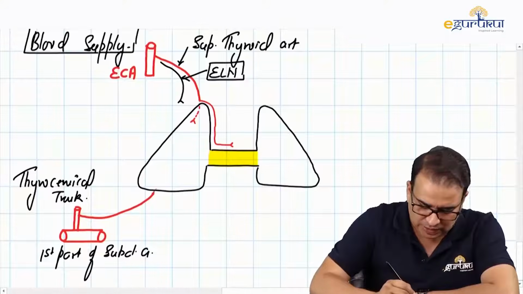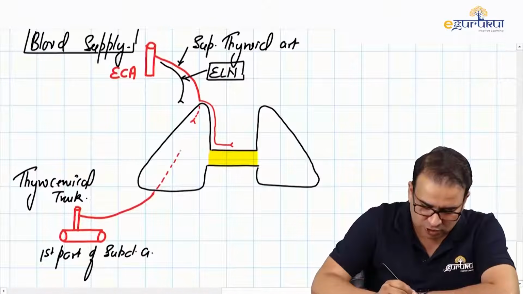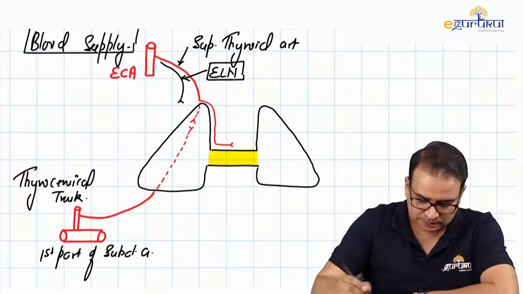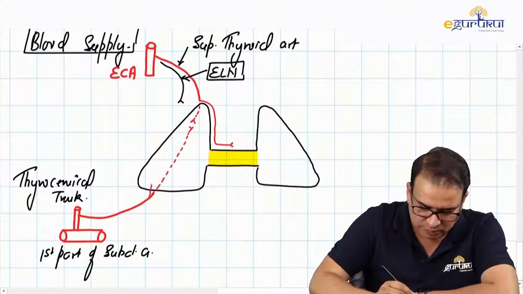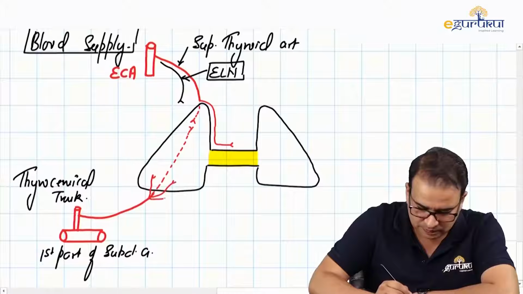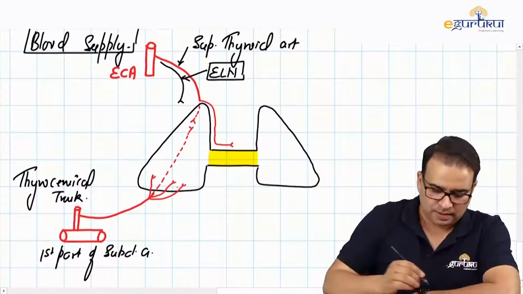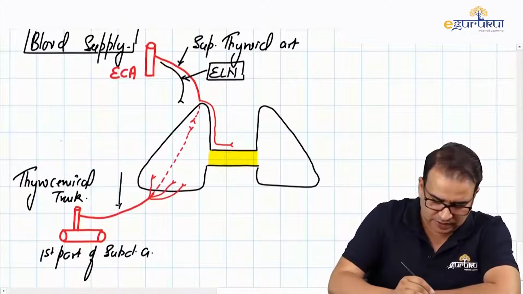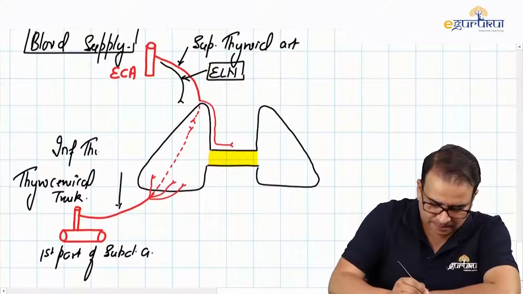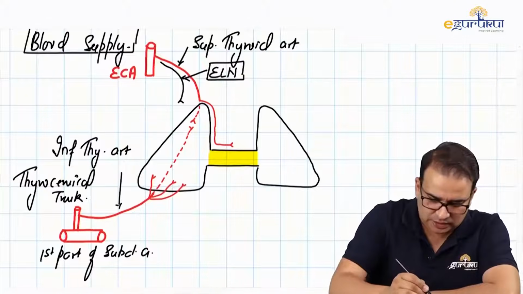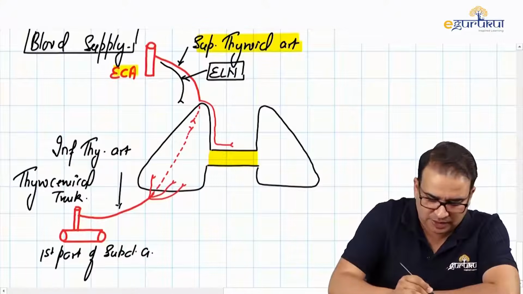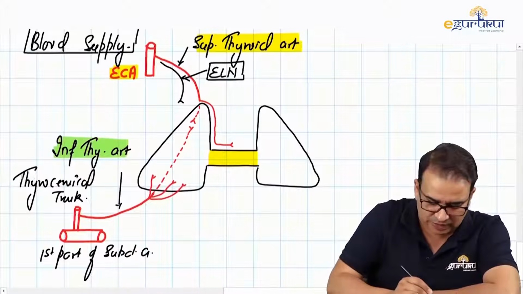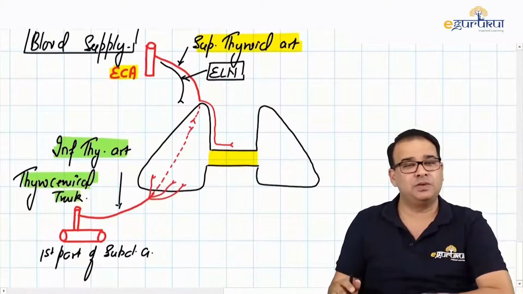One major branch of this will keep running on the posterior border for the majority of the area and anastomose with the posterior branch of the superior thyroid. It also gives off numerous small branches. So this artery here is what? This is the inferior thyroid artery. So guys, the superior thyroid artery is a branch coming from the external carotid, the first branch of the external carotid. Whereas the inferior thyroid artery is a branch coming from the thyrocervical trunk, which in turn comes from the first part of the subclavian.